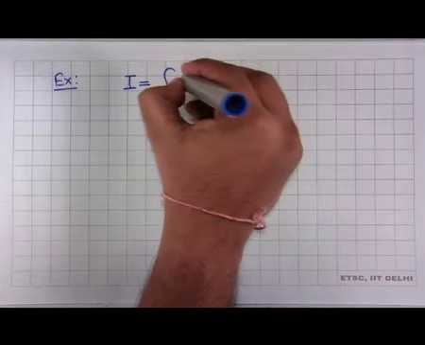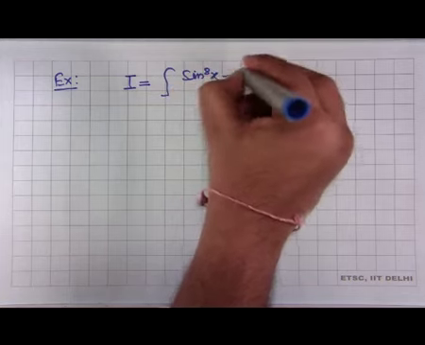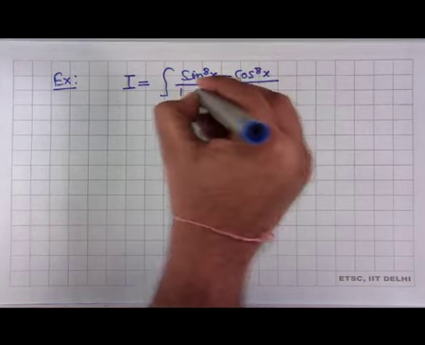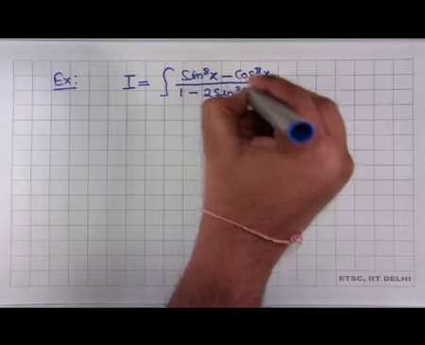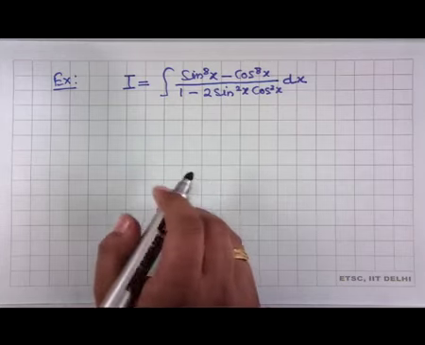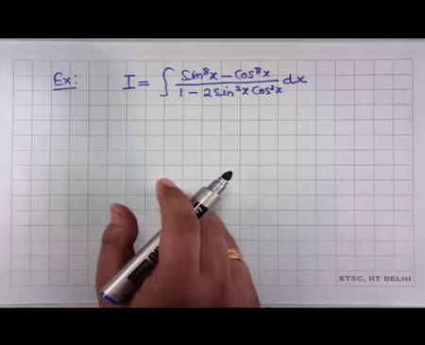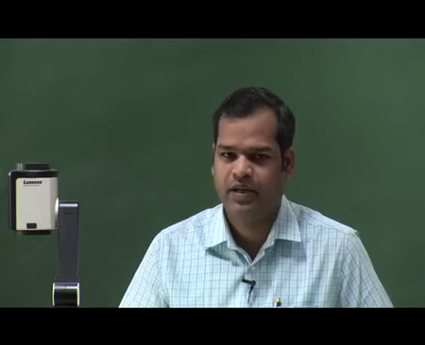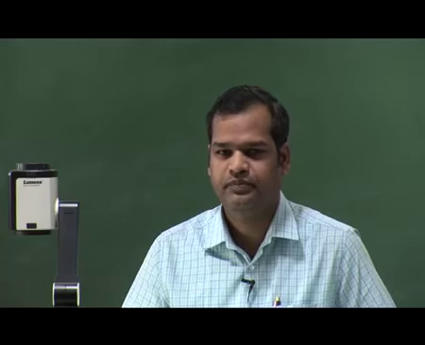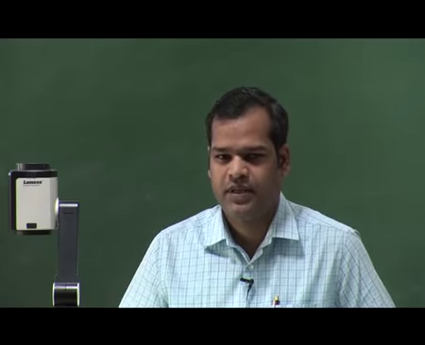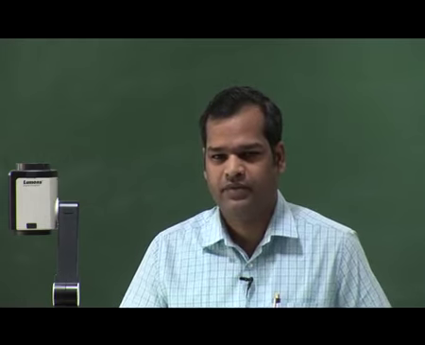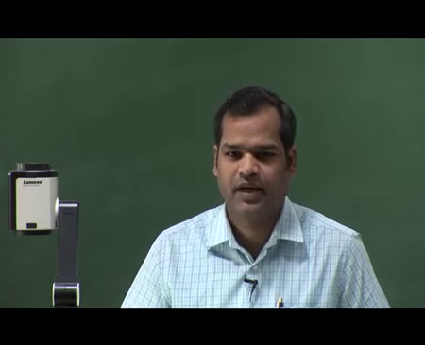Suppose that we are to integrate (sin raised to power 8x minus cosine raised to power 8x) over (1 minus 2 sin square x cos square x) dx. So, this is our integrand. It is a very complex looking function. But if we use some relationships which we already know, then we can figure out that this can be converted into a simpler function. I will show you how.